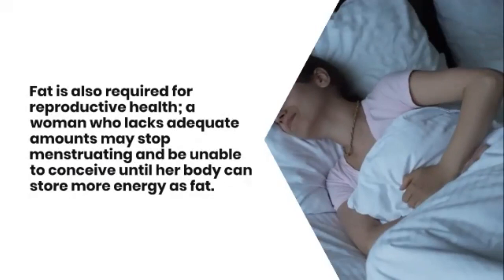Or she may menstruate only once in a while, and this is for the girls. Now, the truth is, if you don't have enough fat in your body, you may stop menstruating and be unable to conceive until your body can store more energy as fat. That's why it's very important. It's why girls who are very skinny have issues conceiving. Those very skinny ones. So it's very important that you have enough energy stored as fat, or else your body will not be able to do the activities it's meant to do.